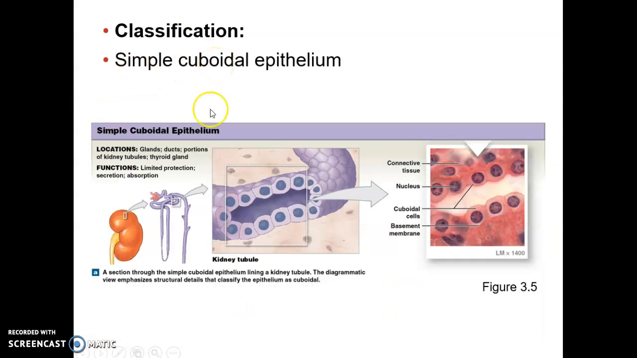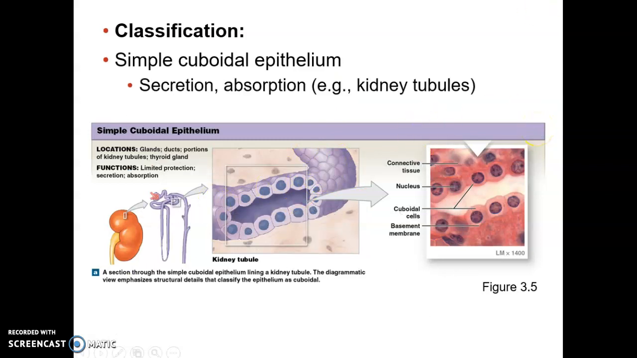Simple cuboidal. Simple, single layer of epithelial cells, and they are cuboidal in shape, kind of like an ice cube. And these are found internally within ducts and tubes within certain organs in the body. So they're good for secretion and absorption of material, because it's not a great distance to move across if it's only a single cell thick. Relatively easy to secrete or to absorb material across this epithelium.